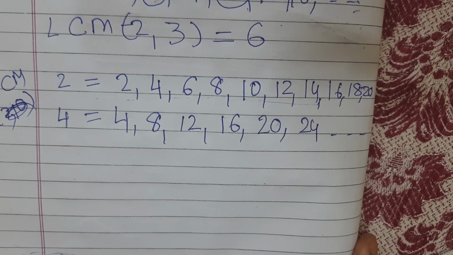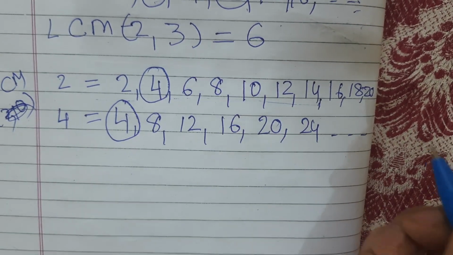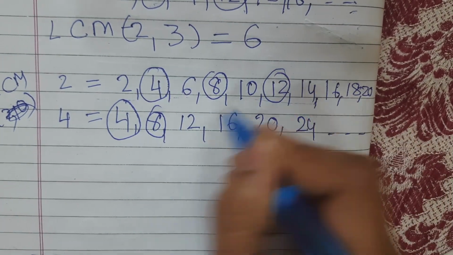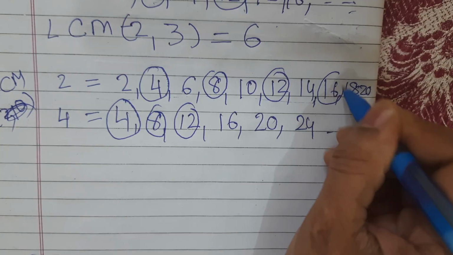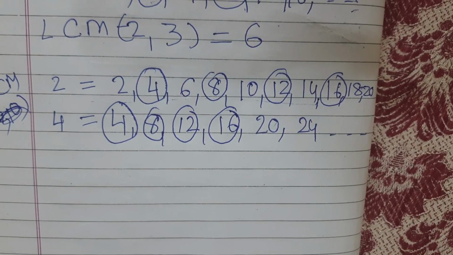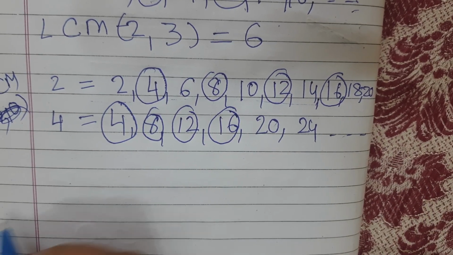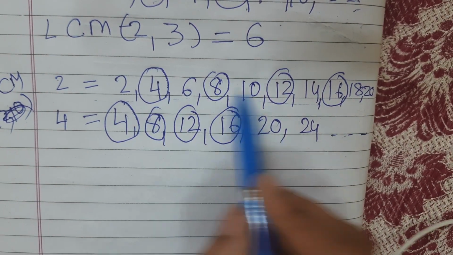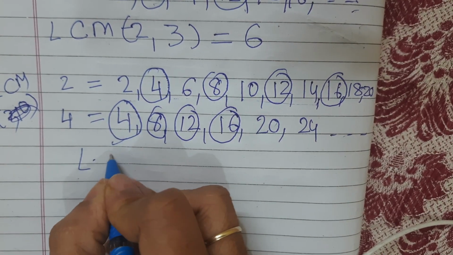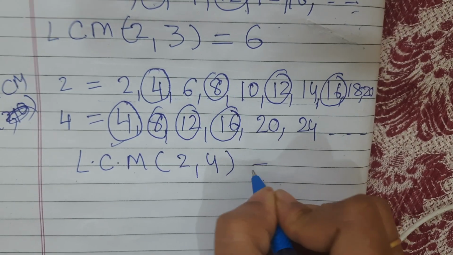Now let's see the common multiples. So 4 and 4 are common, 8 and 8 are common, 12 and 12 are common, 16 and 16 are common. So we have so many common multiples, right? And we'll have many more in the series. So what do we need? We need the least common. So out of these, which one is the least? 4. So LCM of 2 and 4 is 4.